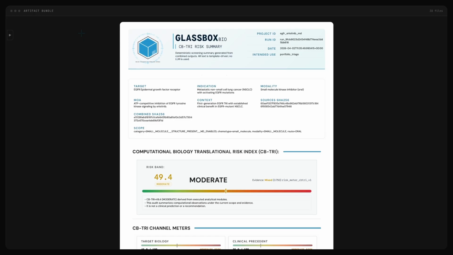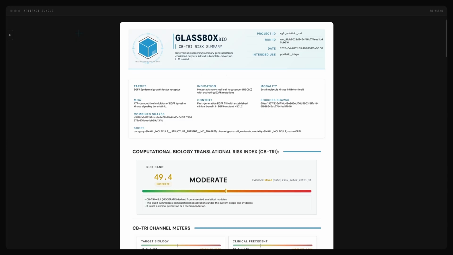And because the entire pipeline is deterministic, every output is reproducible and governance-ready. The same inputs will always produce the same artifact, which means the report you are reviewing can be independently verified at any point downstream. This walkthrough will show you how each section of the report works in practice, what operational advantage it gives you, and how to use it to make better decisions faster.